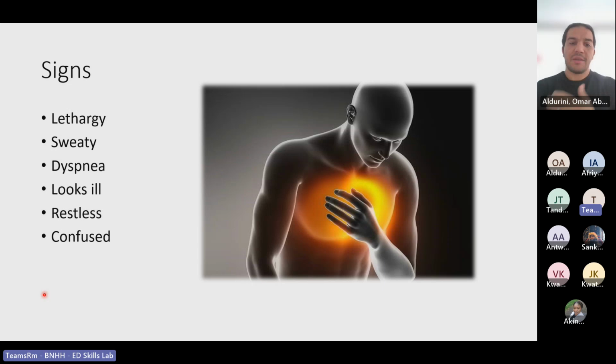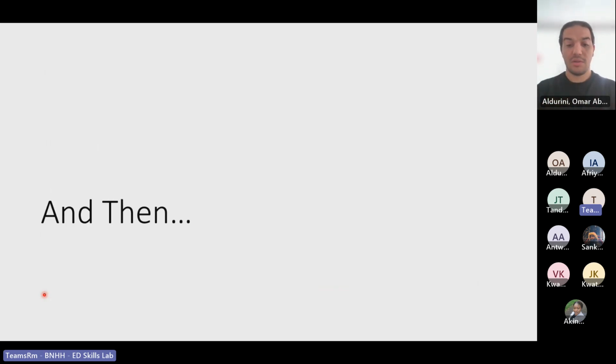Signs will vary very widely between just lethargy, tiredness, something is not right, up to confusion. There is no specific sign that we can say we will see on all the patients. We usually will have different signs in different patients, and every patient will look different.